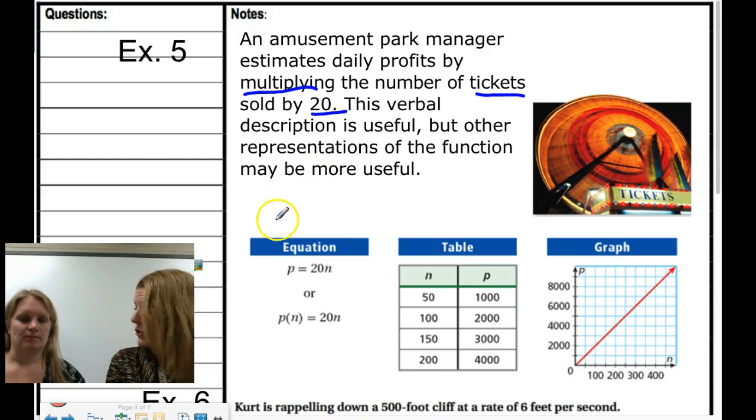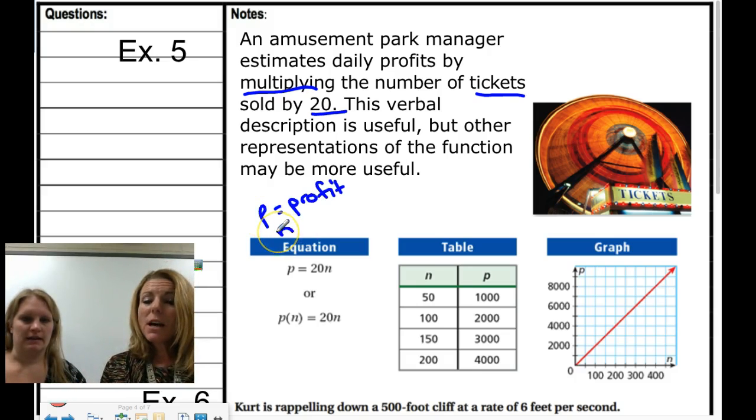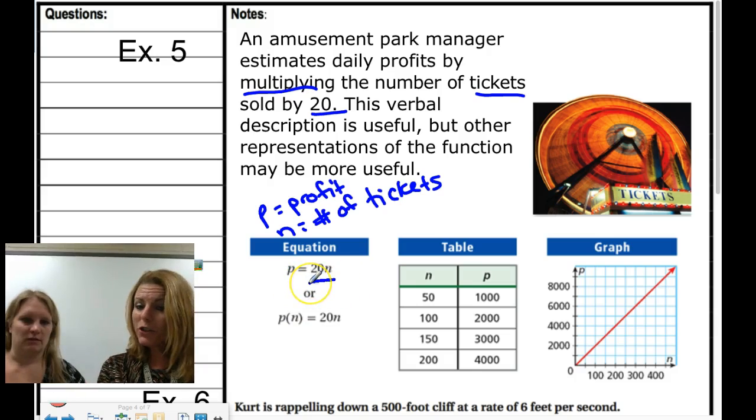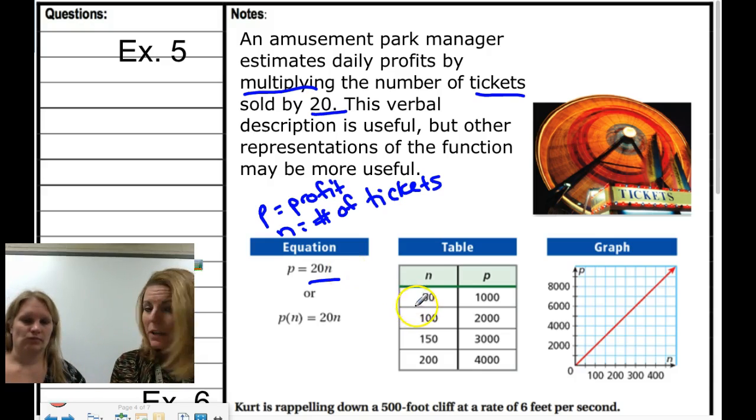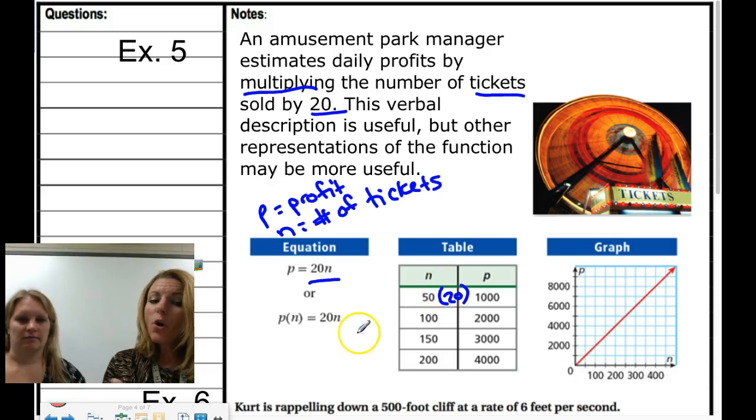Now we have an equation. We said profits, that's our P, equals profit found by taking the number of tickets, N. So you take 20 times N. And that is what our equation is. Now notice the table. So what they're saying is, well, for a certain N, number of tickets sold, what is my profit? So if N is 50, 50 times 20 is 1,000. Or 100 times 20 is 2,000. And so forth. That's a table representation.